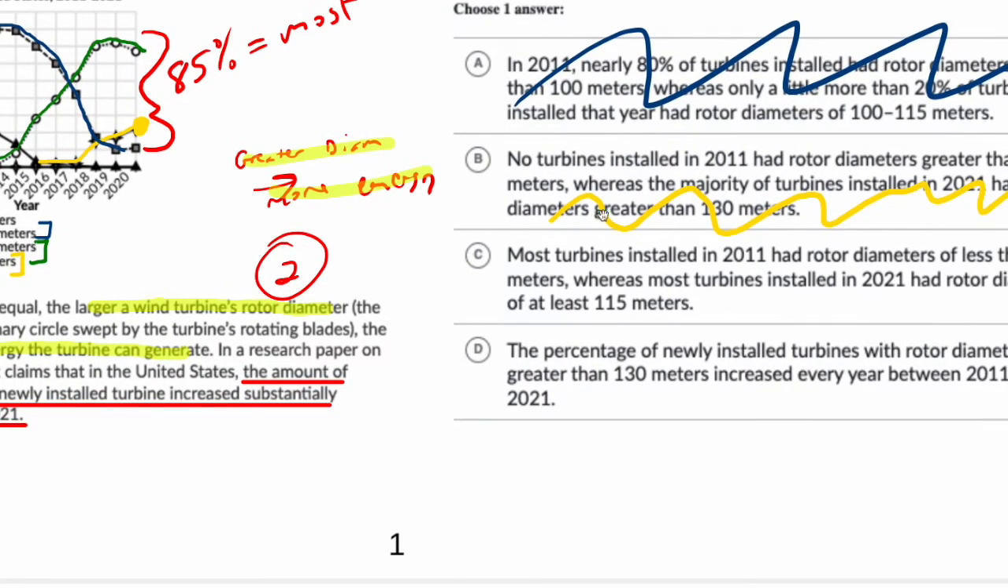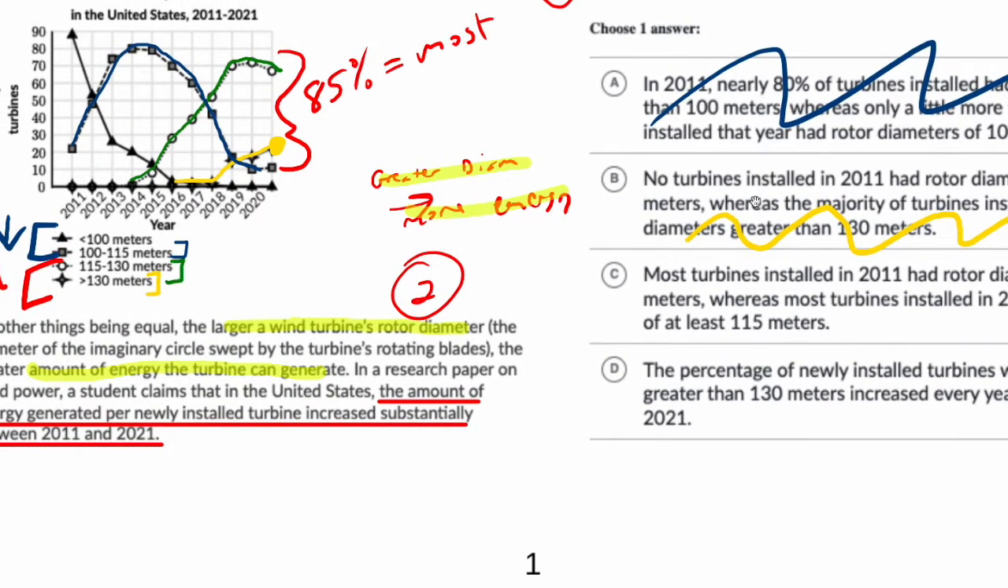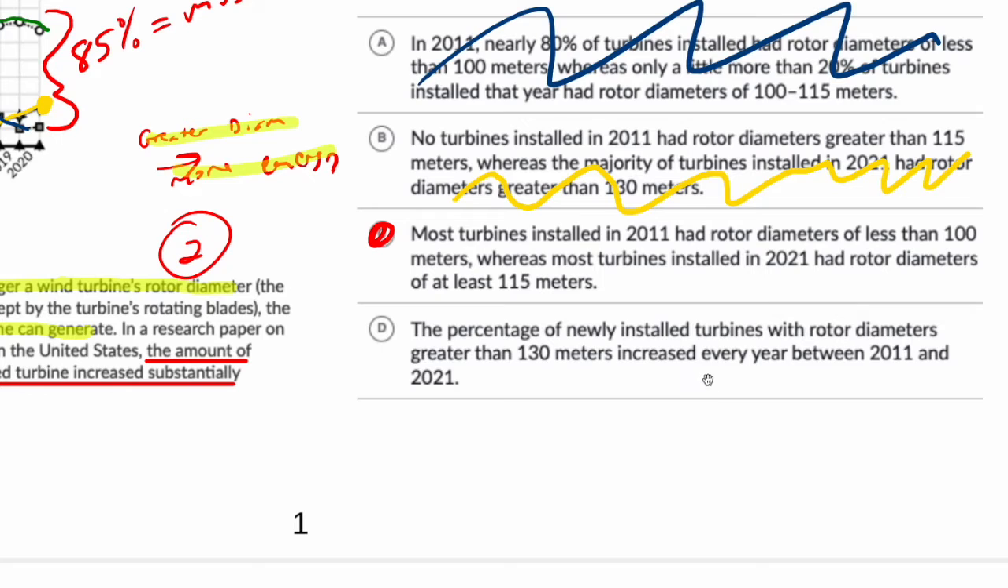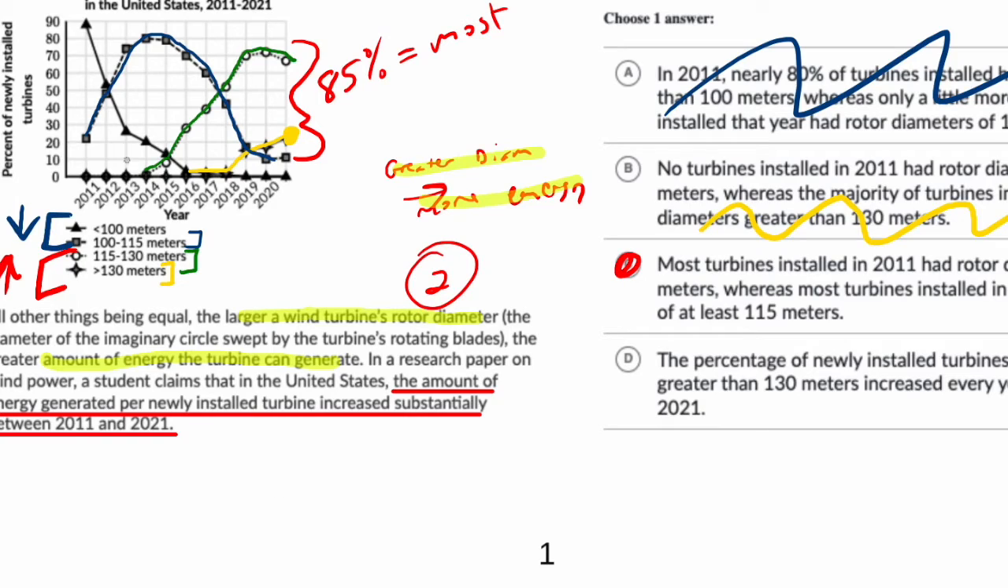Yeah, and now that I look back at B, the first part was accurate. Yeah, C is going to be the correct answer here, but we'll check D. The percentage of newly installed turbines with rotor diameters greater than 130 meters increased every year between 2011 and 2021. And that's not true either because it's flat.